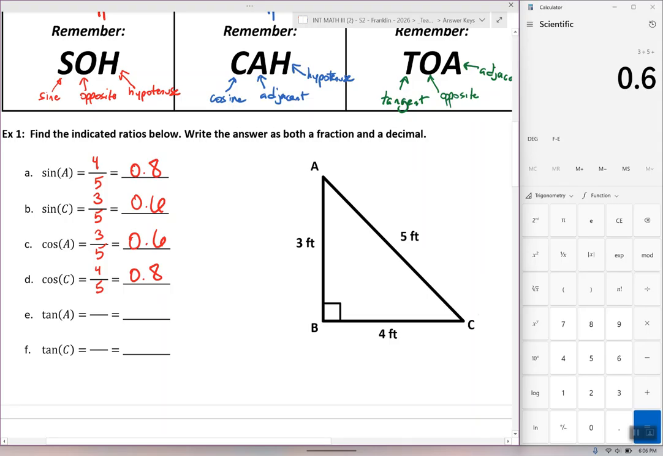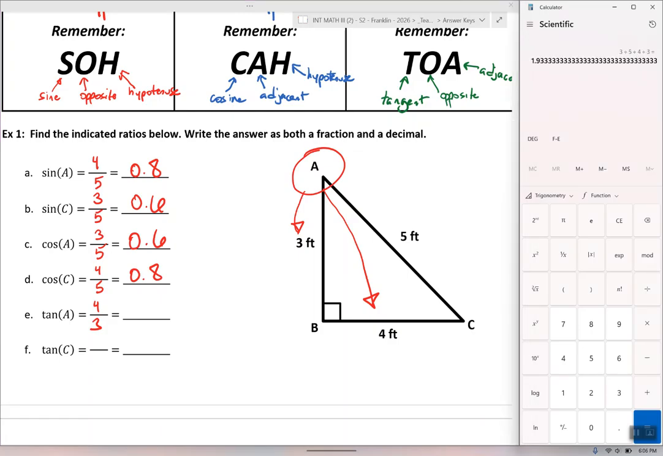Now we'll go to tangent. Tangent is the opposite side over the adjacent side. So the tangent of angle A, we're going to have opposite is 4, adjacent is 3, so 4 over 3, which would be 1.3 repeating, because it is a third as a fraction. That's going to give you a repeating decimal. So we can just say 1.3. If you want to put that repeater bar above it, that's fine too. But 1.3 would be okay.